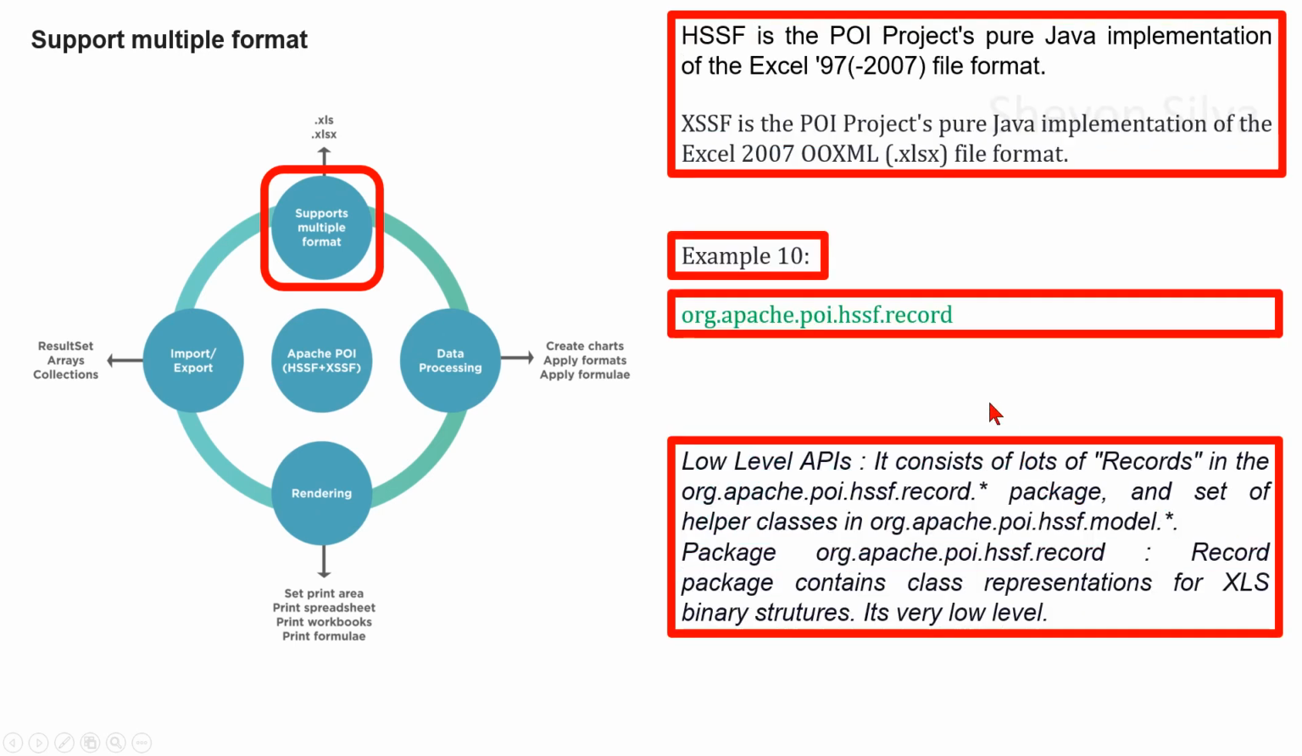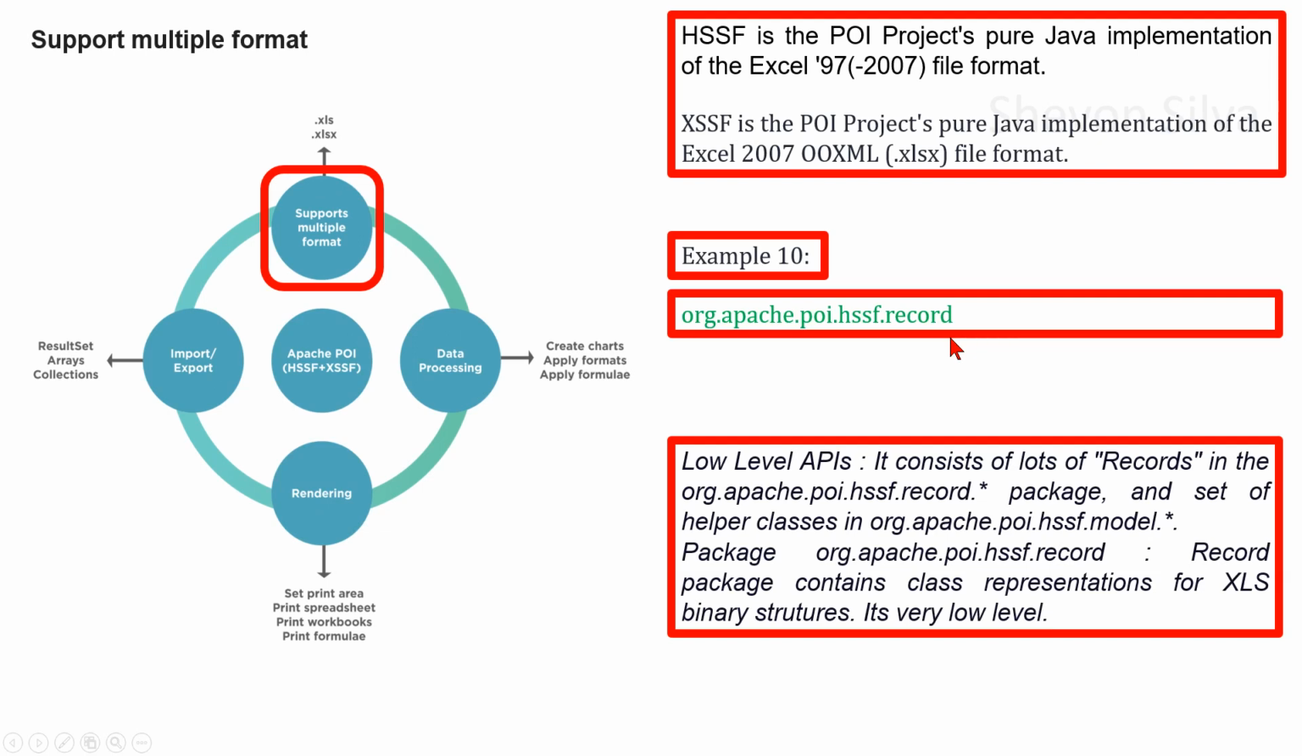Now we are considering low-level APIs. org.apache.poi.hssf.record consists of a lot of records in the org.apache.poi.hssf.record.* package and a set of helper classes in org.apache.poi.hssf.model.* package. The org.apache.poi.hssf.record package contains class representation for XLS binary structures. It's very low level. The low-level API is not much to look at.